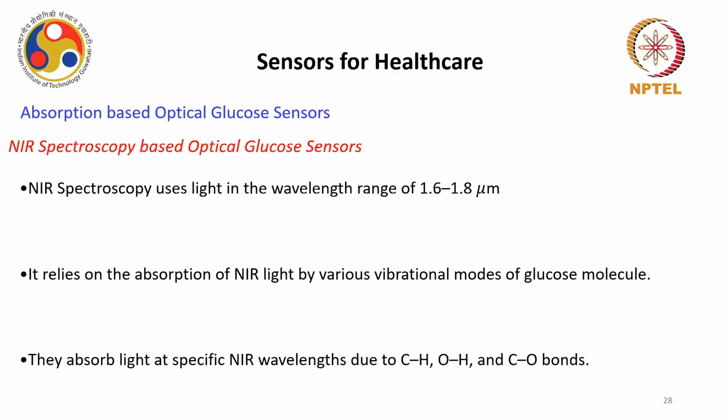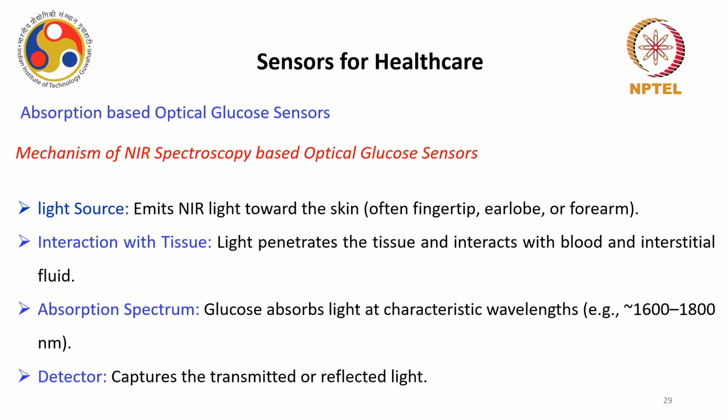Okay. So, these devices rely on the absorption of the NIR light by a number of vibrational modes of the glucose molecule. There are a number of bonds available in glucose like the CH bond, OH bond and CO bond, right. So, depending on their vibrational modes, you can have absorption of NIR lights, okay, near infrared lights.